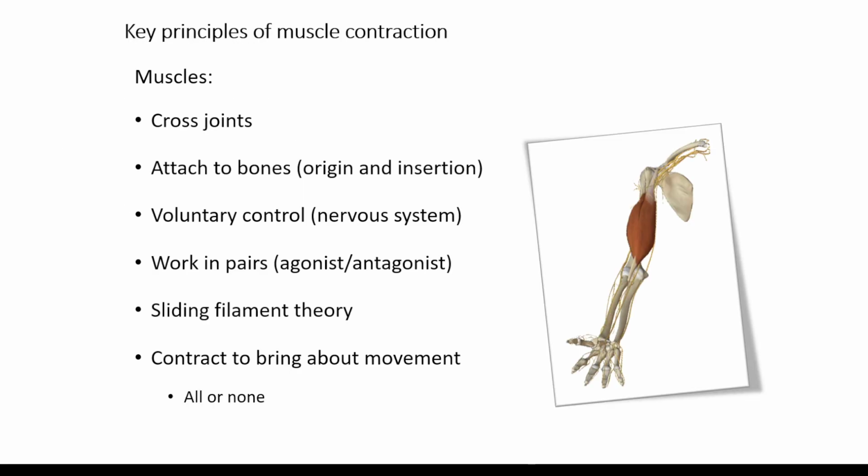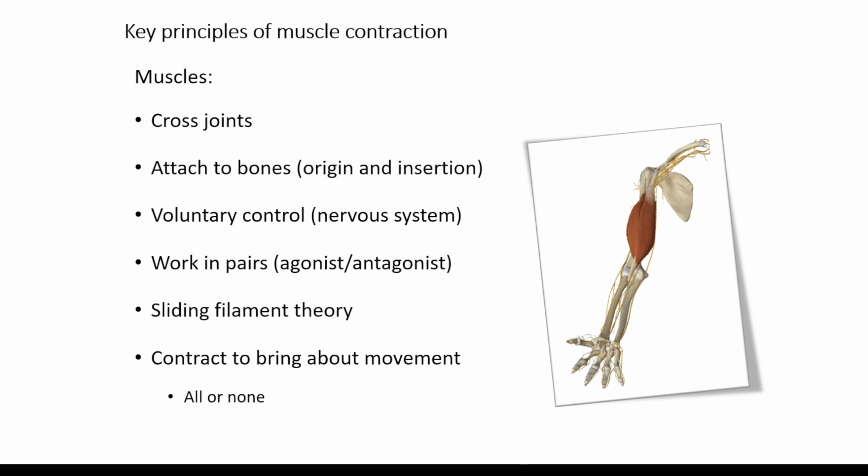Just a quick recap on what we covered earlier. The key principles of your muscles contracting is your muscles cross over a joint and they attach onto bones via that origin and insertion. You've got voluntary control on certain areas, and we know that muscles work in pairs. You've got your agonist and your antagonist. So while one muscle is contracting, the opposite will be relaxing. We know that the sliding filament theory is when that actin and the myosin work together. So those little myosin hooks attach onto a muscle and cause it to shorten and then release to allow the muscle to lengthen. Then we have something called the all or none law.